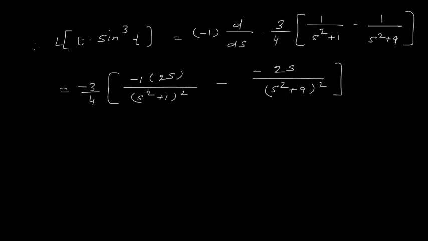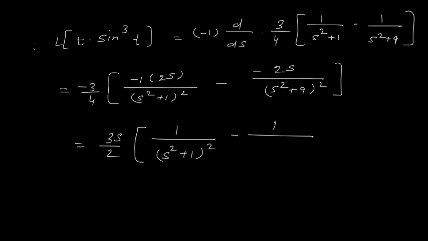So I will take the minus sign out, and also 2s we can take out. Minus minus becomes plus, and 2 cancels. So I have 3s upon 2, and inside the bracket I have 1 upon s square plus 1 the whole square, minus 1 upon s square plus 9 the whole square. So this is my final answer.